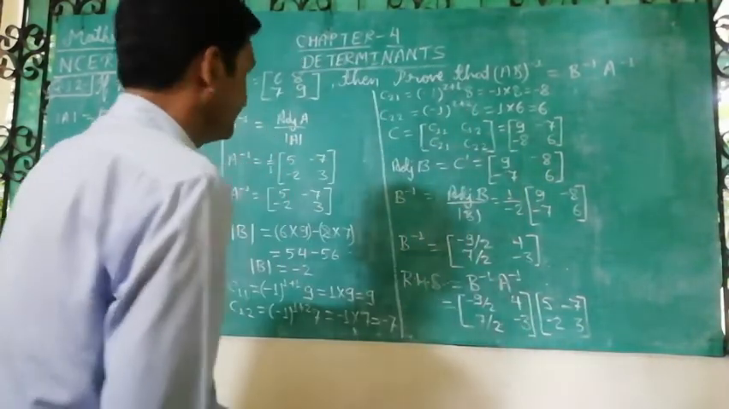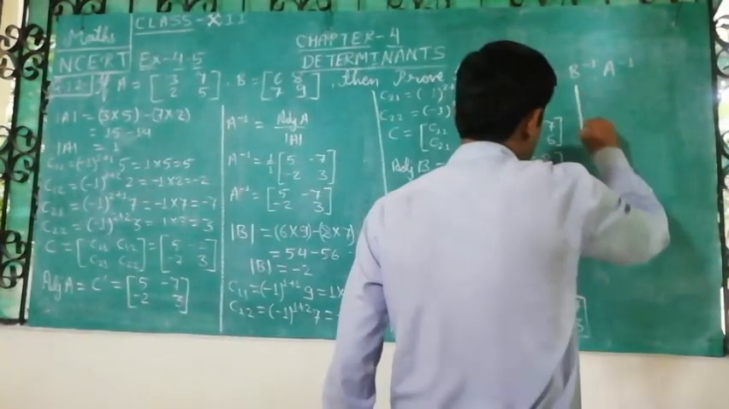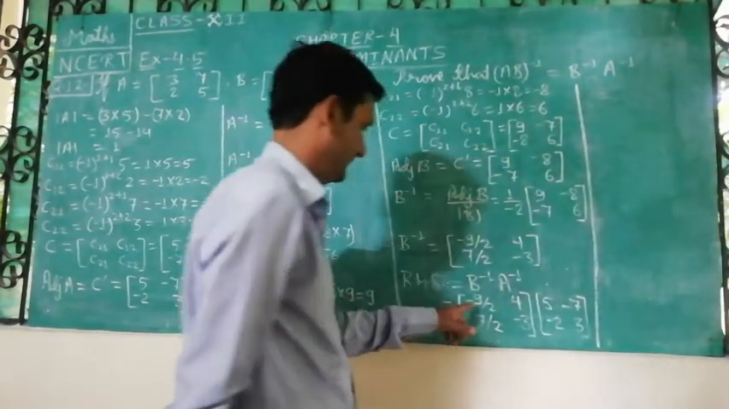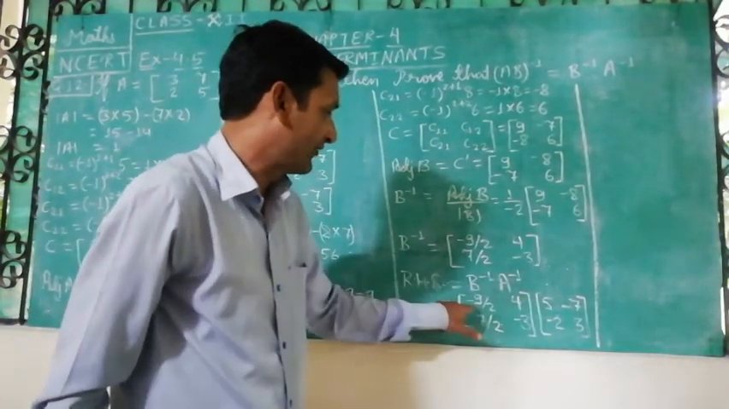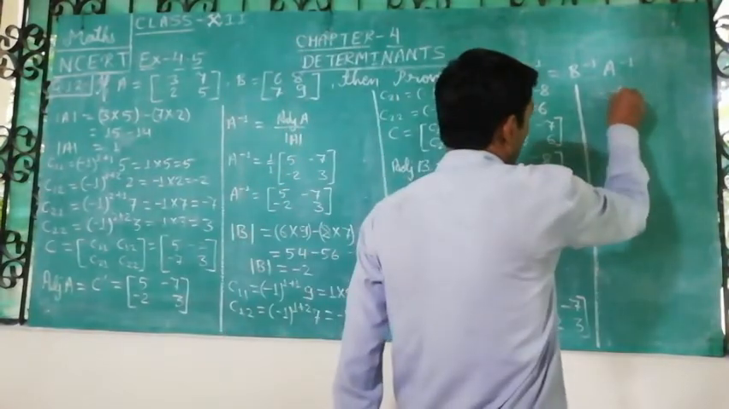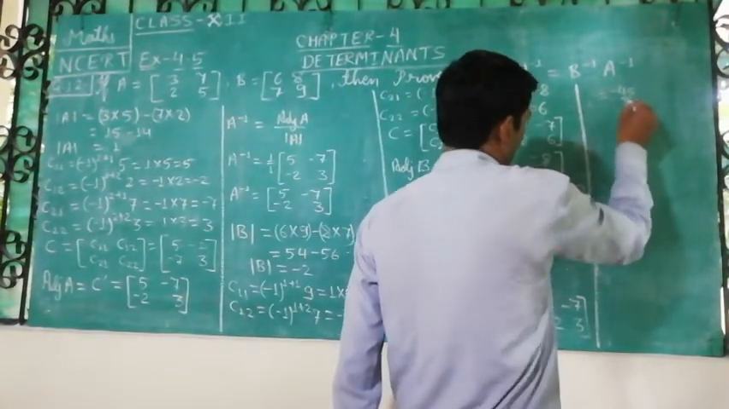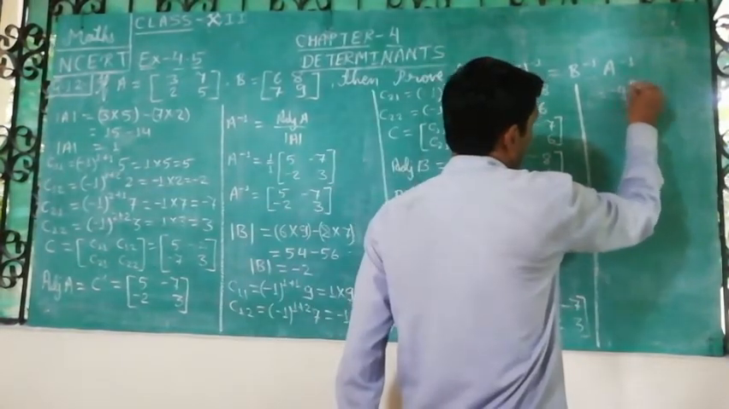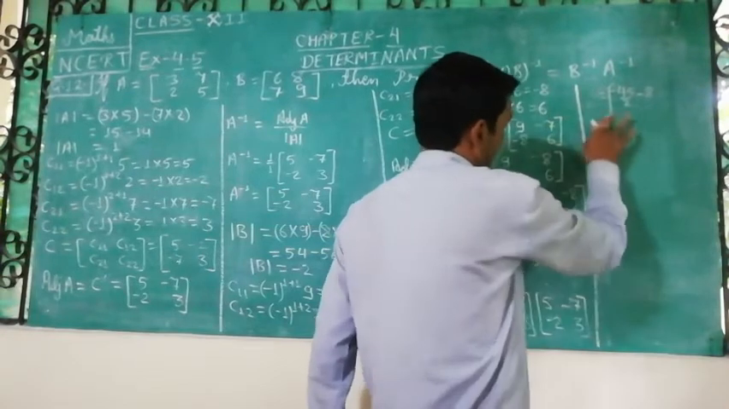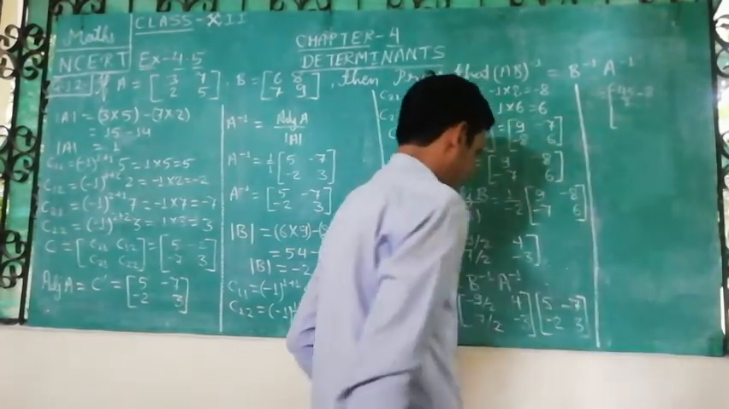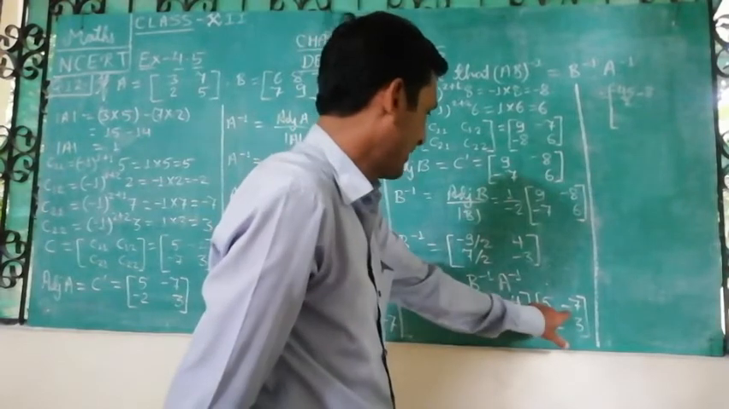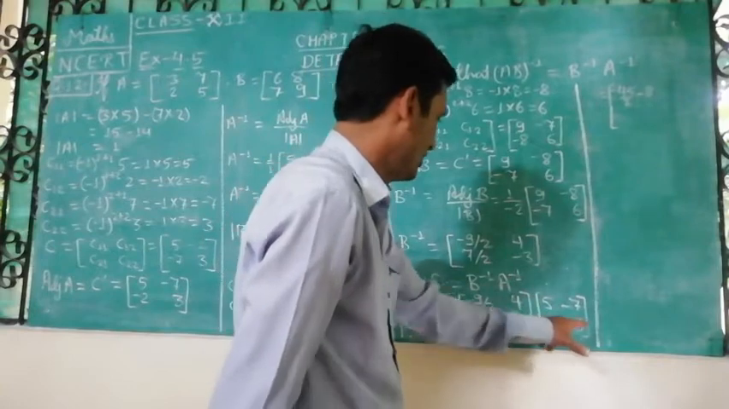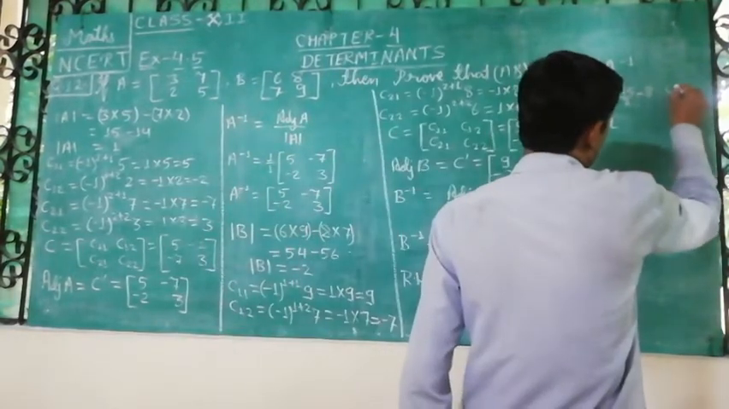So if we multiply this, then what will happen? Minus 9 by 2 into 5 will be minus 45 by 2. Then minus 8, minus into minus will become plus. So 9 sevens are 63 by 2. Positive 63 by 2 plus 12.